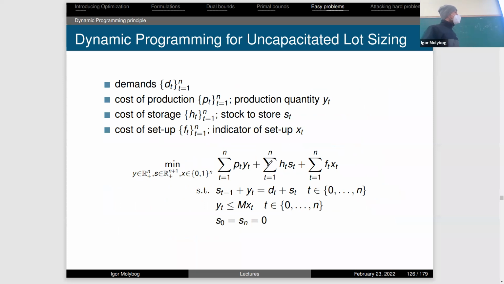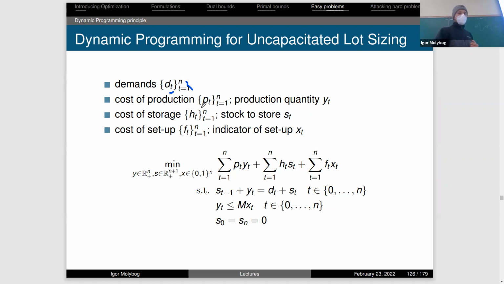So the next problem that we are dealing with is more like a practical one. It's concerned with the incapacitated lot sizing problem, where you have several time periods over which you are producing some equipment, let's say. And for each time period, there is a demand, DT, where T is the index of the time period. Time periods are going from one to n.